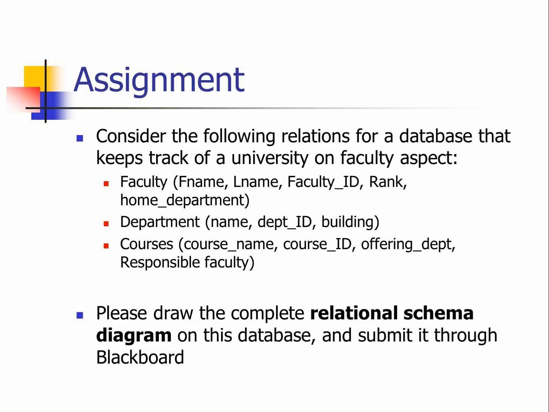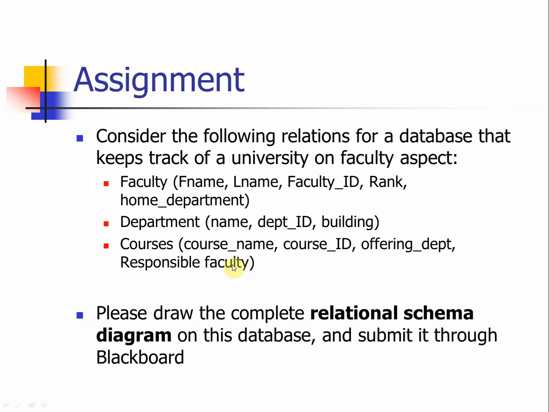Finally, I'm going to give you an assignment to make sure you have studied it. Consider the following relations for a database that keeps track of a university from the faculty perspective. A faculty is defined by first name, last name, faculty ID, rank, and home department. Department has name, ID, and building location. Courses indicate the course name, course ID, offering department, and the major responsible faculty.